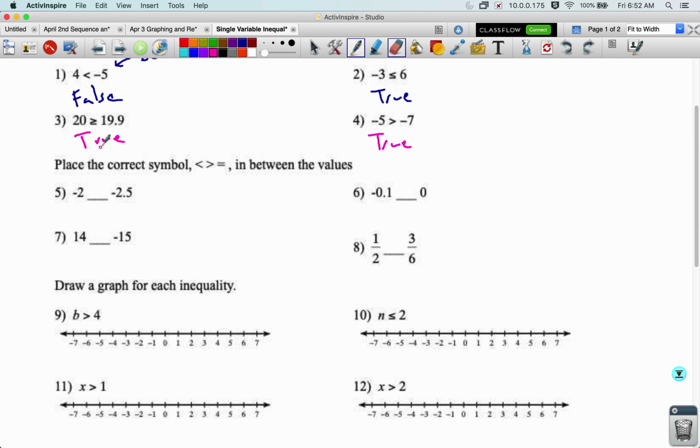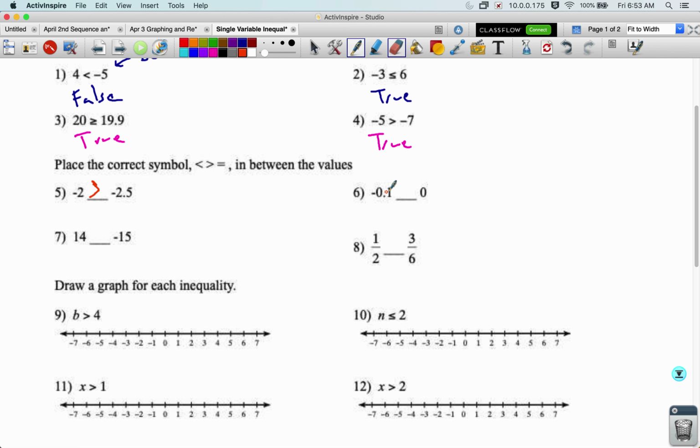All right, now given two quantities, can we place the correct symbol in between them? So negative 2 and negative 2.5. So which one is further right on the number line? Which would you rather have in your bank account? I'd rather have negative $2 than negative 2.5. I'm in debt, less money there. So we face the alligator to eat the negative 2.